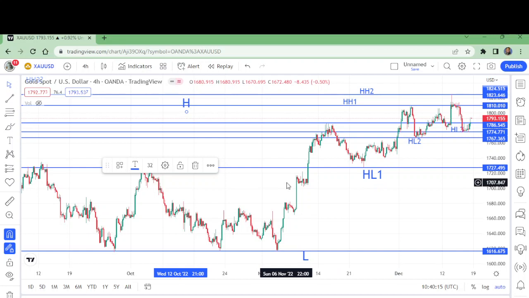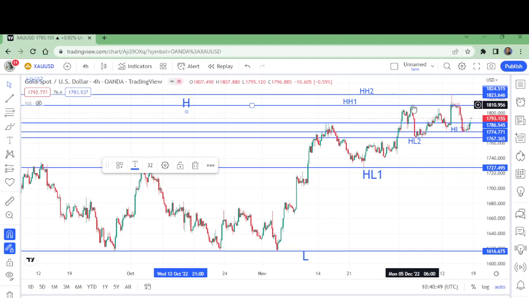So let us focus again on the chart on 4-hour time frame. After making this high, market came down for a higher low 1 around 1725. From here market went up to higher high 1 around 1810.